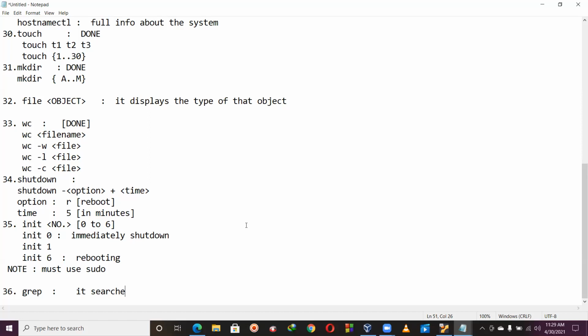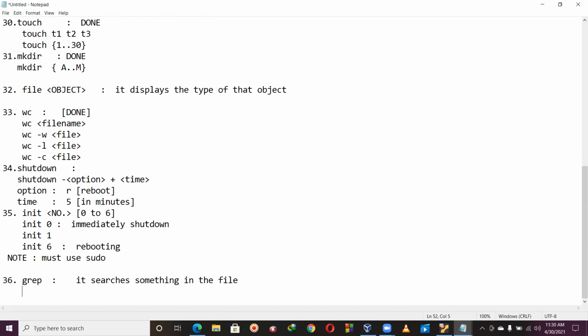Got it? Okay. So it searches something in the file. Suppose I have one file, a very lengthy file, and I want to find a word in that file, whether it exists or not. If it exists, then where it is located. Got my point? So the grep command is very useful for searching purposes. How to use this one? What is the syntax for this one?